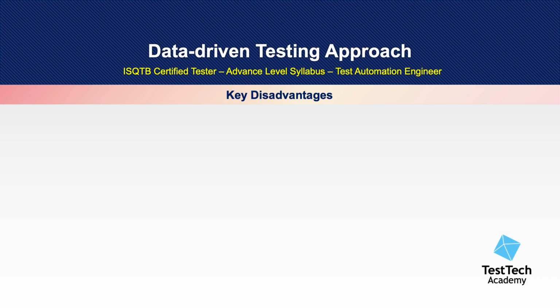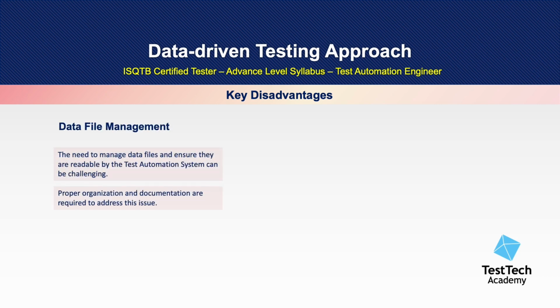Let's move on to the disadvantages of data-driven approach. As we have learned, all input data have to be supplied via data files. Due to this, an additional task of data file management is introduced. The need to manage data files and ensure they are readable by the test automation system can be a significant disadvantage. These data files must be well organized and well documented to be effective. If not handled properly, it can lead to confusion and errors, making the testing process less efficient.